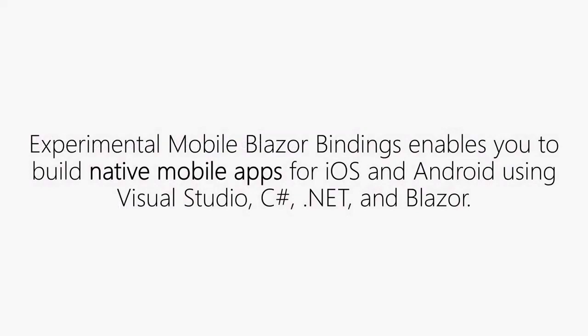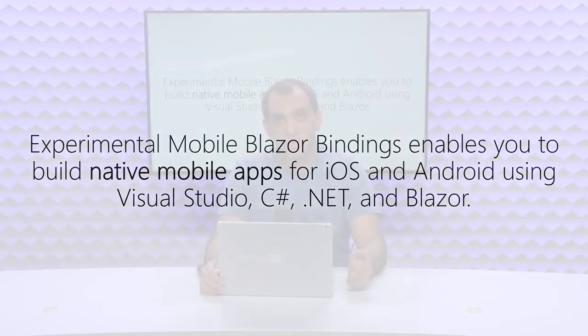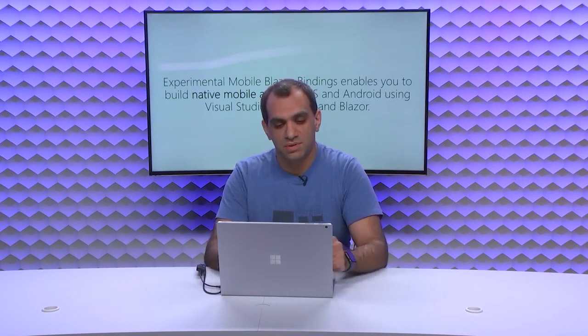So when we say experimental mobile Blazor bindings, what this does is you can use your favorite tools, that's Visual Studio, your favorite languages, that's C#, your favorite platform, that's .NET, and your favorite programming model, which is Blazor, and all of that to target iOS and Android native mobile apps.